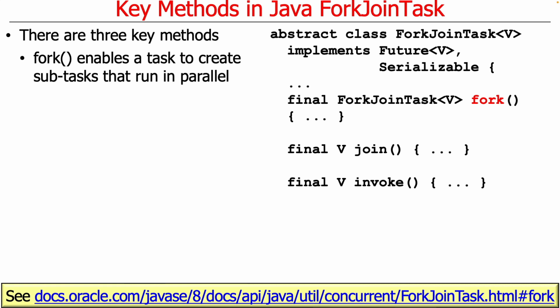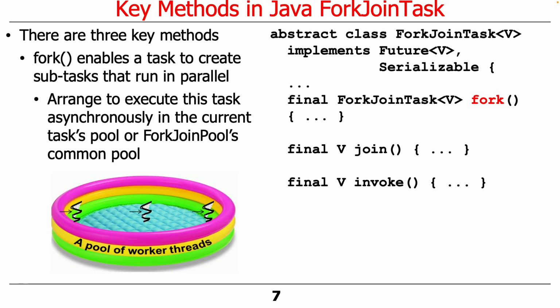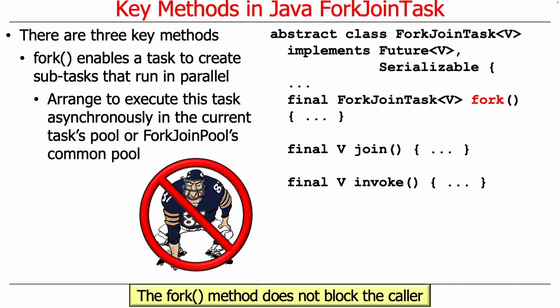You can see it returns a ForkJoinTask. And this arranges, it doesn't start running this immediately, but it arranges to execute this task asynchronously in either the current task's pool, if we have a special instance of ForkJoinPool, or in the common ForkJoinPool. And so you'll see that this basically kind of queues things up. We'll take a look at that later when we look at the implementation. The fork method does not block the caller.